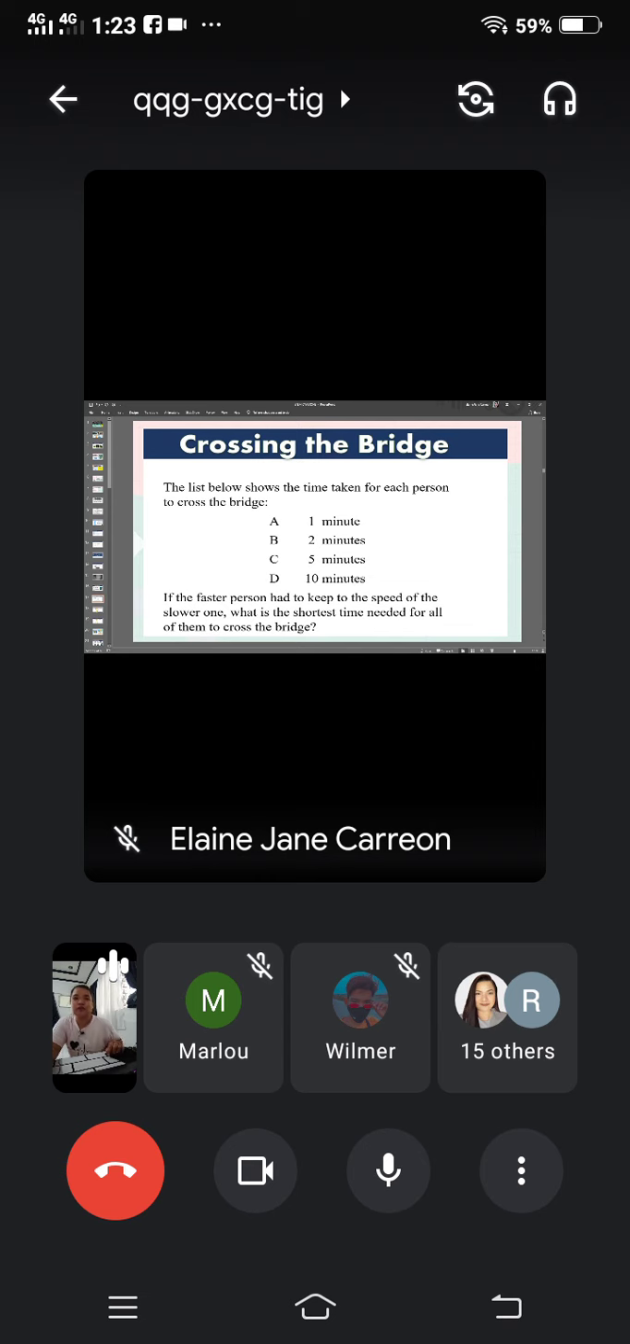Maybe he is old. So if the faster person had to keep to the speed of the slower one, what is the shortest time needed for all of them to cross the bridge? Let me see if you can guess how many minutes. What is the slowest time? There will not be just one answer there. Let's see. How many minutes before they all cross? Okay, anyone?